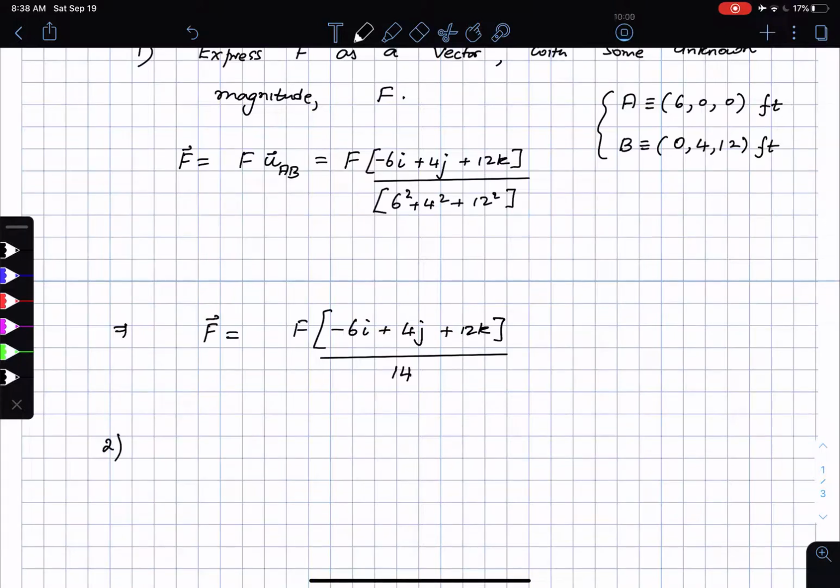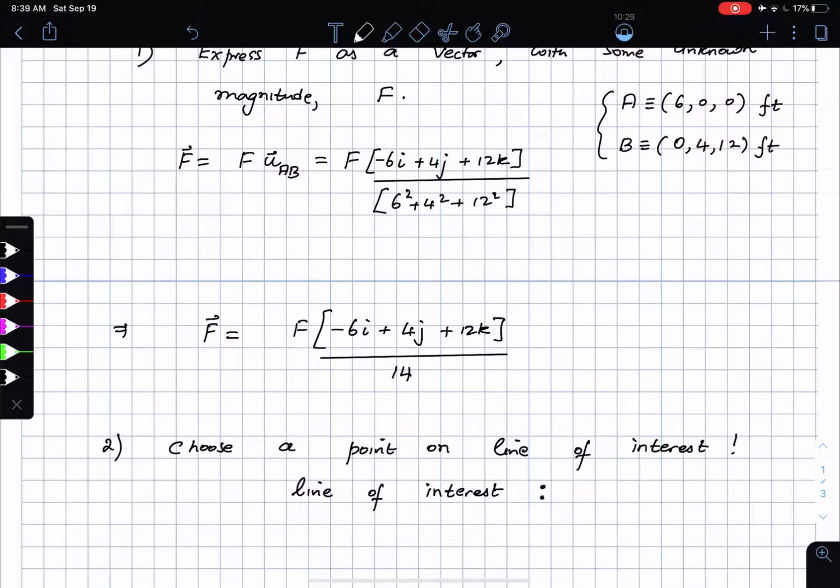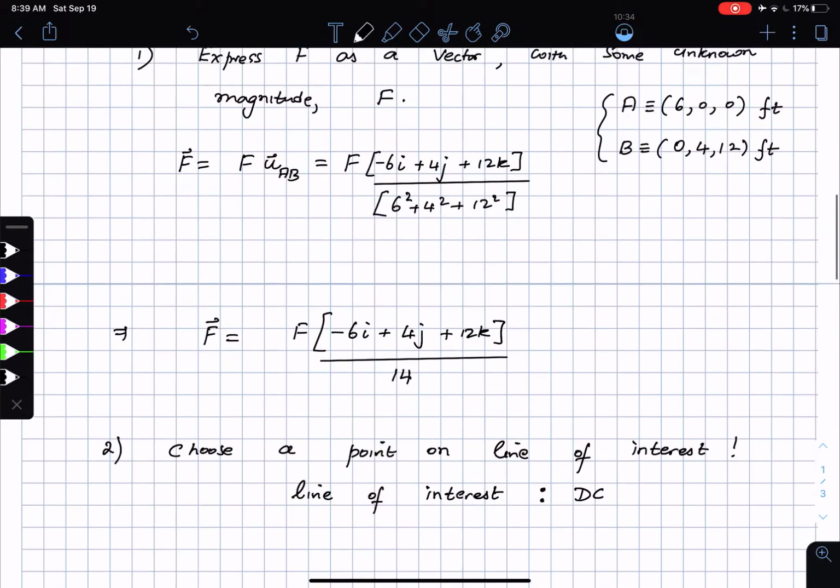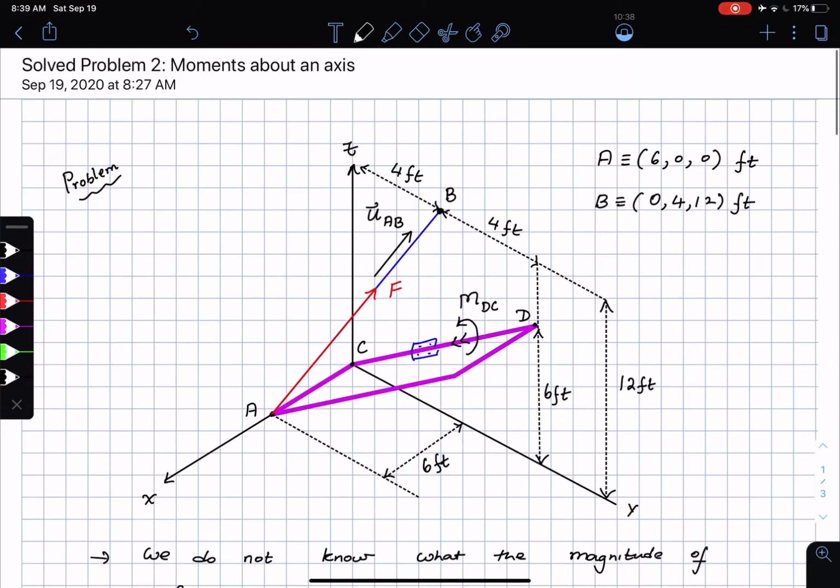What is my second step? My second step is I choose a point on the line of interest. What is the line of interest? Line or axis, it's the same thing. The line of interest is line DC. Which means what are my choices? I can choose either point C or point D, right? So let me choose point C because it is easy.